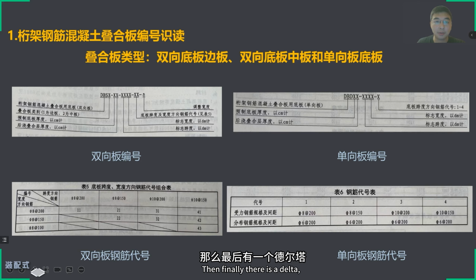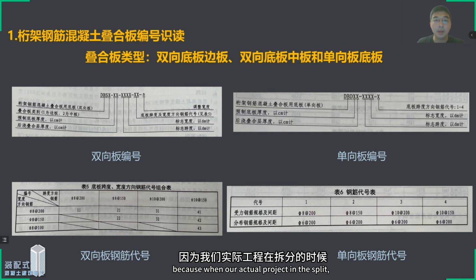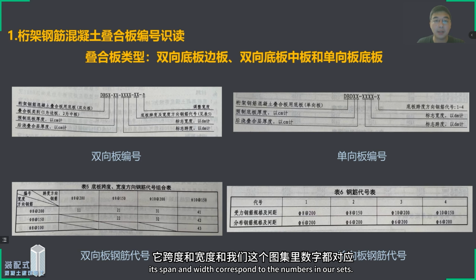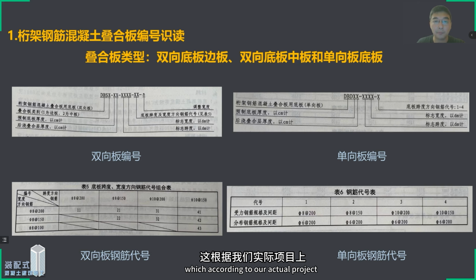Then finally, there is a delta. Delta is for the adjustment of the width, because what we set is a part of the reference set. When our actual project is split, even after setting it up, there is no way to ensure that each time the cross-frame composite slab is split for construction, its span and width correspond to the numbers in our set. So we have to set an adjustment width here, which is specially treated according to our actual project and deepened design situation.